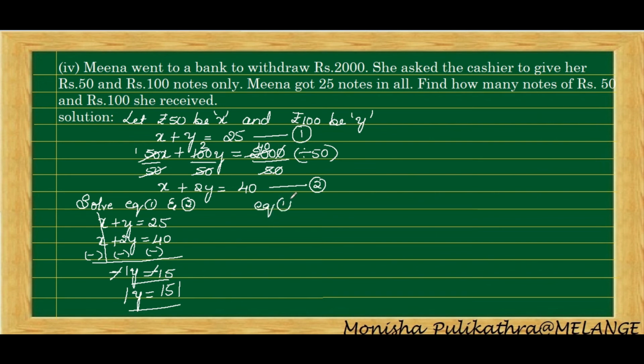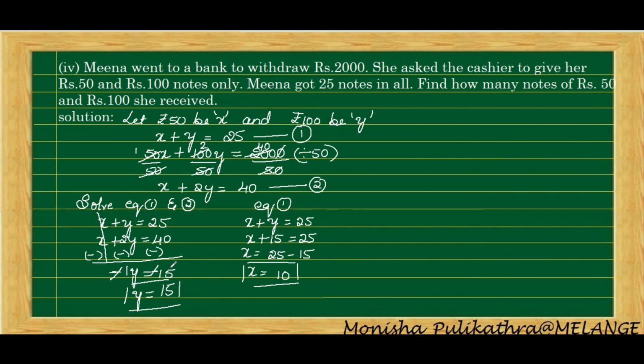Here I am taking equation 1, that is x plus y is equal to 25. In the place of y we need to substitute 15. So x is equal to 25 minus 15, so x is equal to 10. So x is 50, so a total of 10 50-rupee notes she got, and y means 100, a total of 15 100-rupee notes she got.